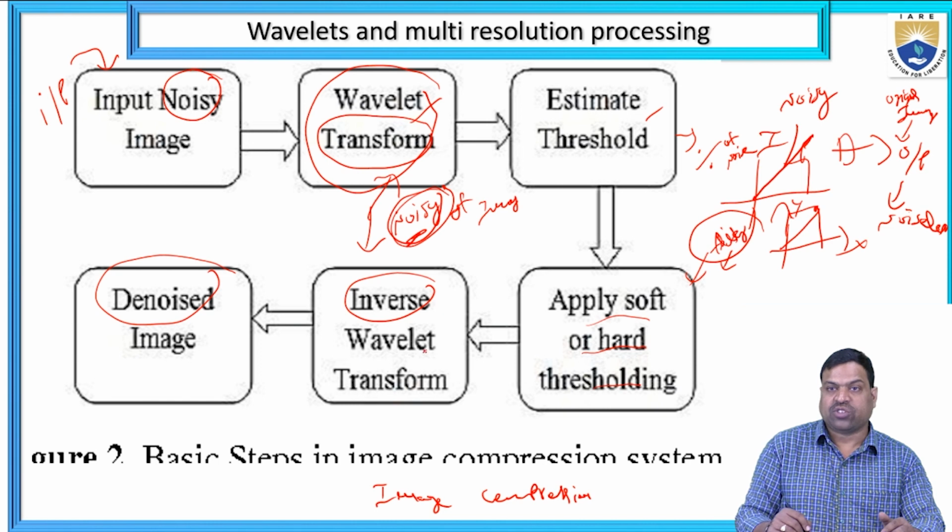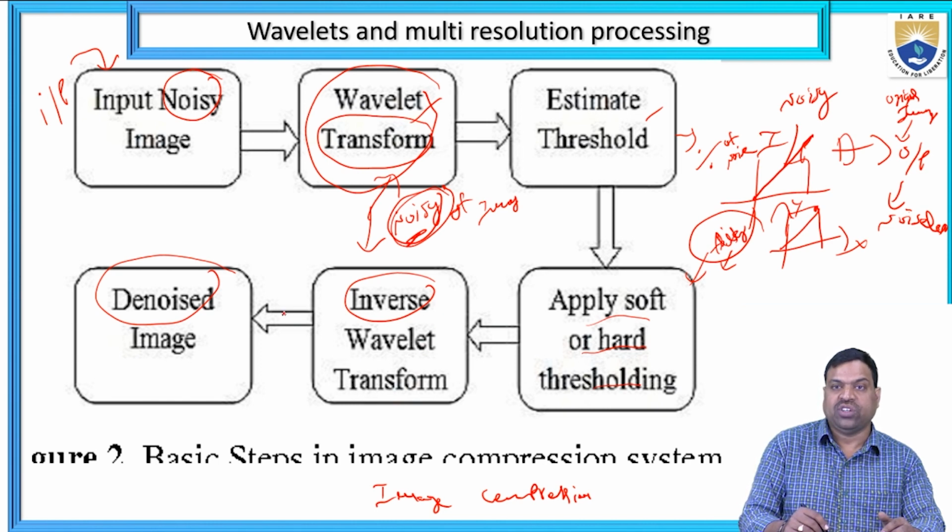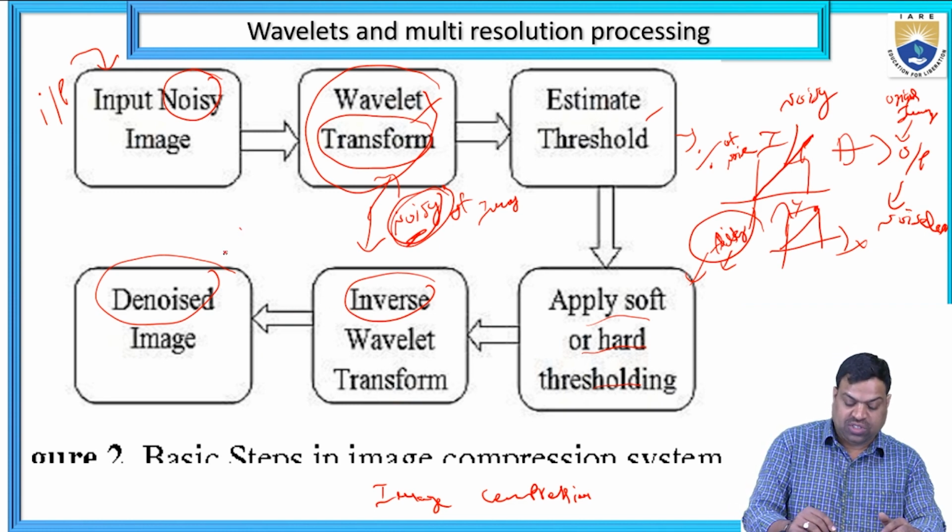Next, the inverse wavelet transform means we are getting the original back of the input image. Denoised image means a noiseless image.